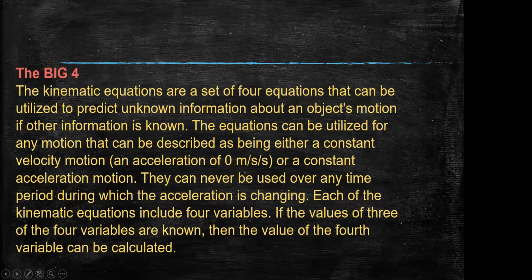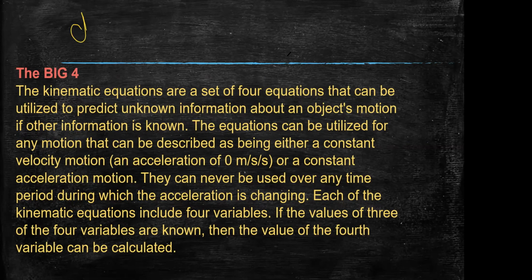These equations, we call them the big four. The big four means four equations. The kinematic equations are a set of four equations that can be utilized to predict unknown information about the object's motion.